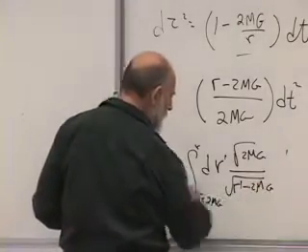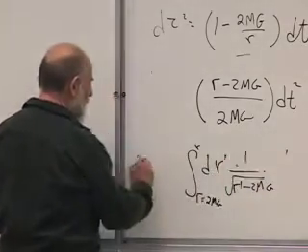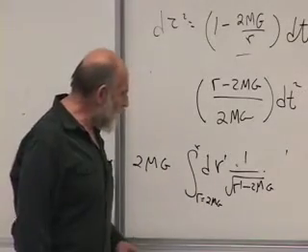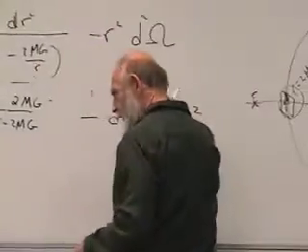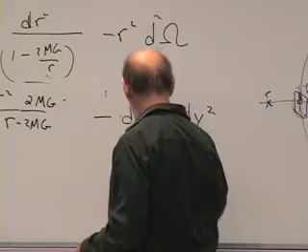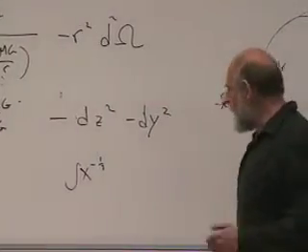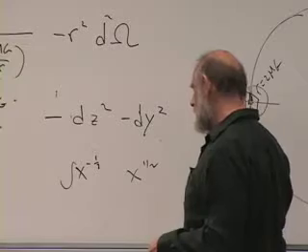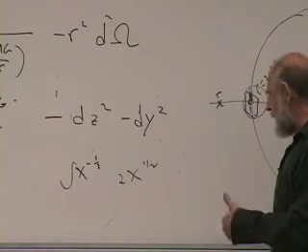Yes, there's a 2mg, of course. So we take out the 2mg in the numerator here, and we have an integral to do. It's a simple square root integral. It's 1 over the square root of something. And what's the integral of 1 over square root? Who can do 1 over square root? X to the minus 1 half integrated. What is that? It's x to the plus 1 half, and then 2. Yeah, 2. The integral of x to the minus 1 half is twice x to the 1 half.